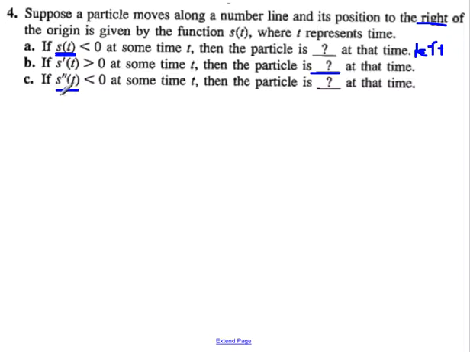And lastly, s double prime, that's our acceleration. If s double prime is less than 0, so we're decelerating, then the particle is, well, I would just say exactly what we just said. It's decelerating. I'm not going to print that with my sloppy mouse writing, but the particle is decelerating at that time. That's what it's telling us.